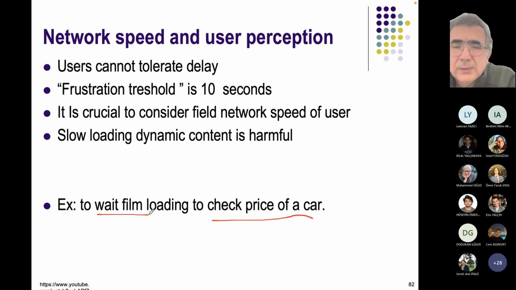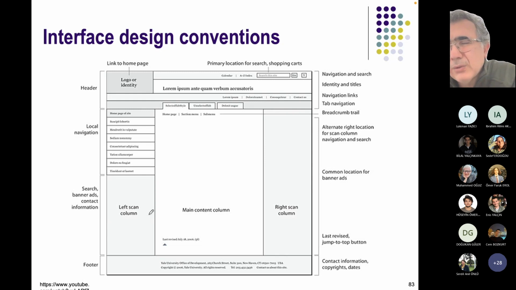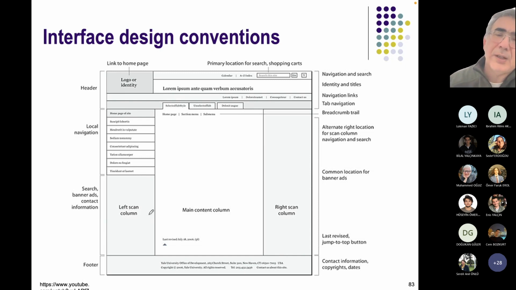So this is important to differentiate between the needs of the company and needs of the customer. General conventions are present. These conventions are slowly changing over time, but generally they are pretty stable over the years. This is what we have now. Obviously, flexible fluid design is today's standard, but locations are usually similar.